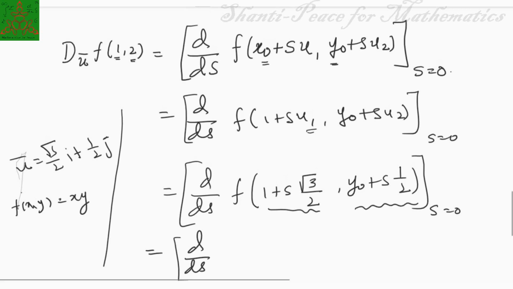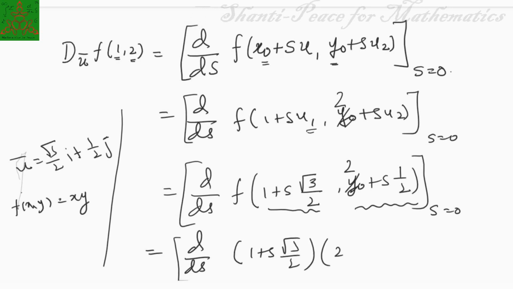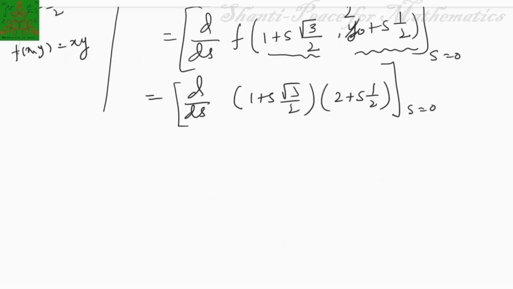Here I have written y0, but it is actually 2, so this has to be 2, please correct it. And so this is nothing but x into y, so this is (1 plus s root 3 by 2) into (2 plus s into 1 by 2) at s is equal to 0. So now we just find out what is the derivative of that.